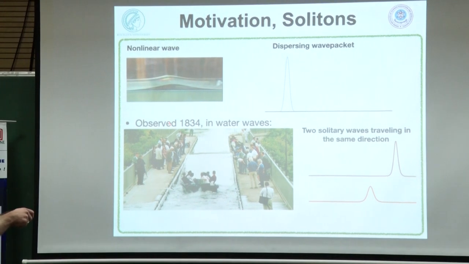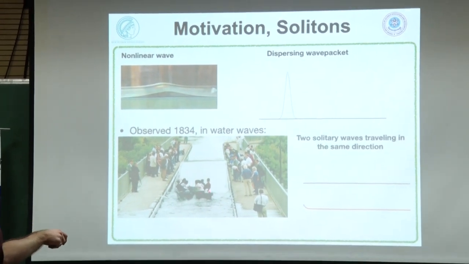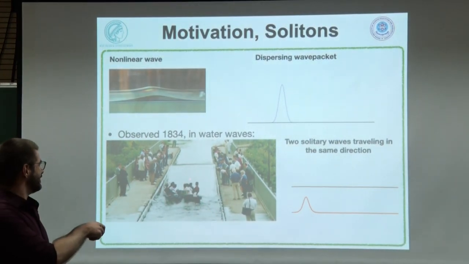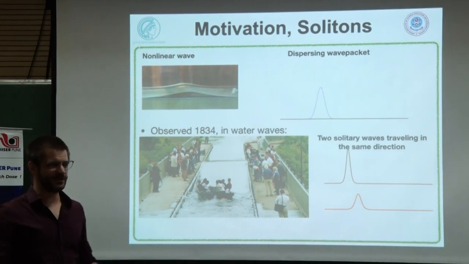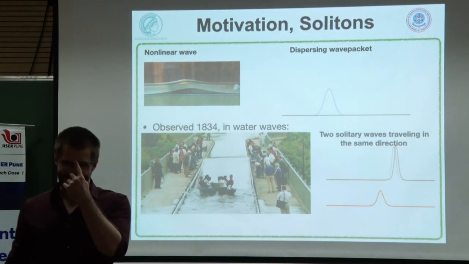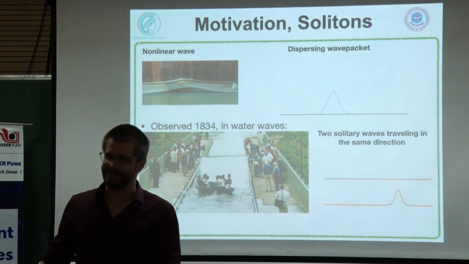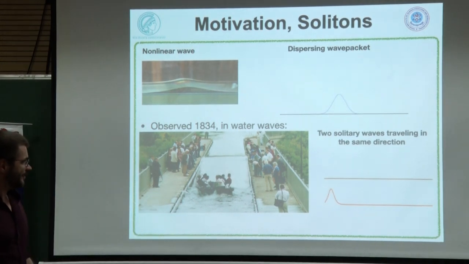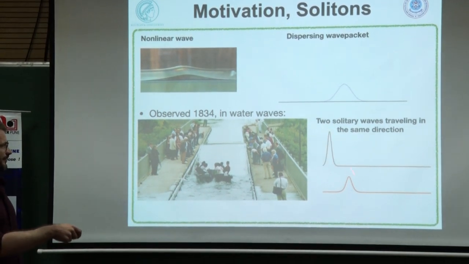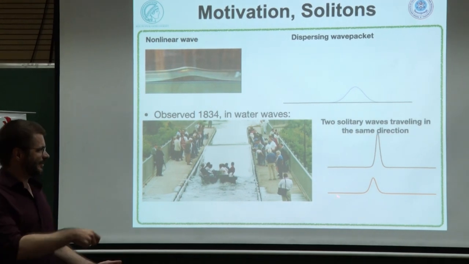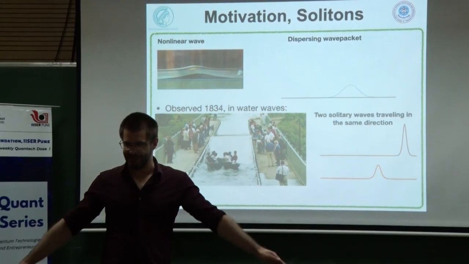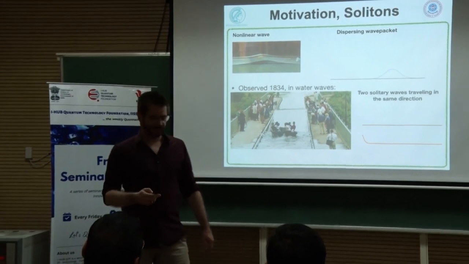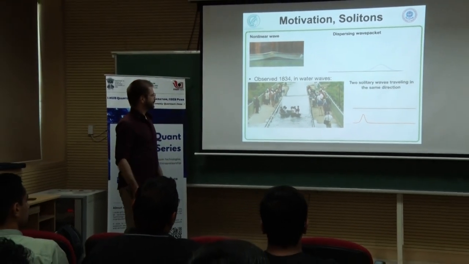Now, as early as 1834, in narrow water canals, people observed a special shape of water wave that sometimes propagates without dispersing like that. These are called solitary waves. Here are two animations of that. You see it's moving around, but it's perfectly retaining its shape. I'll explain shortly why this happens.